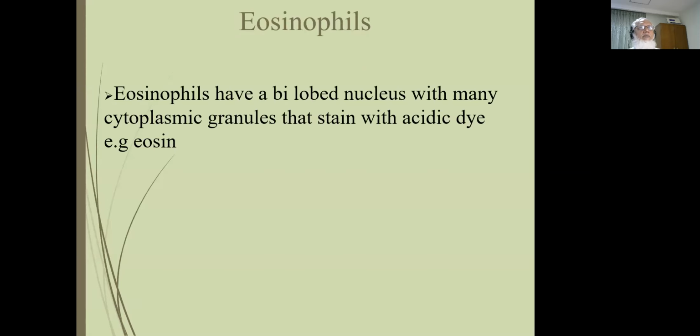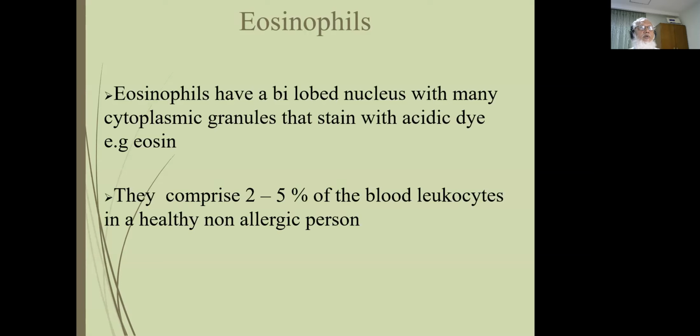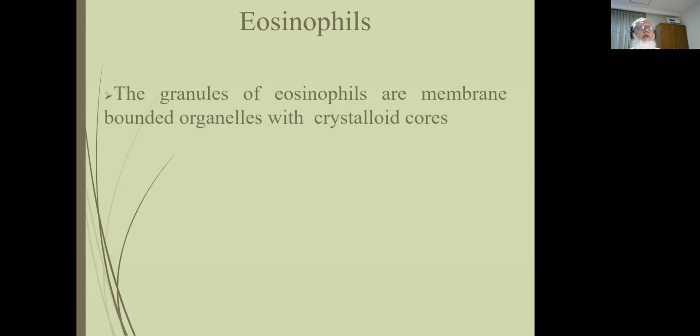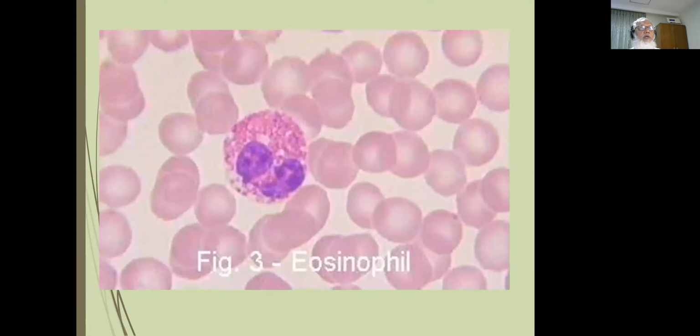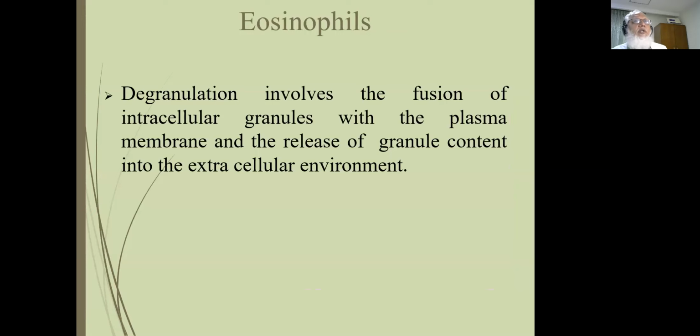This is a picture of neutrophil. Eosinophils have a bilobed nucleus with many cytoplasmic granules. They comprise 2 to 5% of the blood leukocytes in a healthy non-allergic person. And when there is allergy, eosinophilia occurs. Certain stimuli will cause eosinophils to degranulate. This is the figure of eosinophil. Degranulation involves fusion of the intracellular granules with the plasma membrane and release of granule content into the extracellular environment.